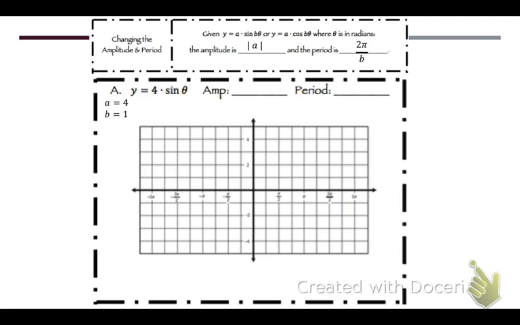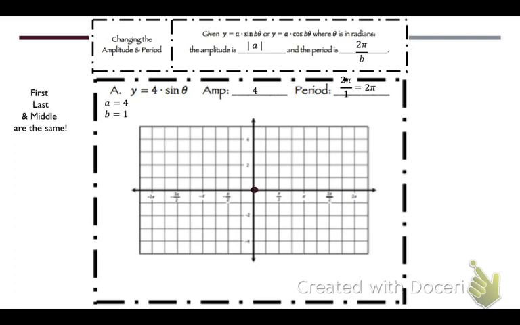So in this first example, my amplitude is 4, my b value is 1. So my a is 4, my b value is 1. So my amplitude is 4, my period is 2 pi over 1, which is 2 pi. Okay, this is sine, so it looks like an S. First, last, and middle are the same.